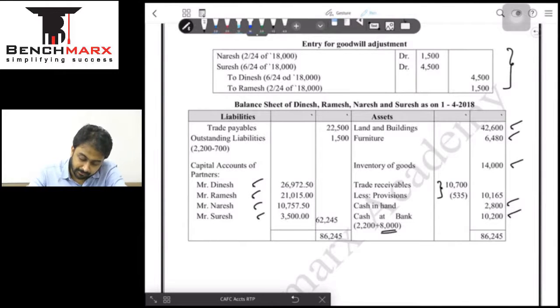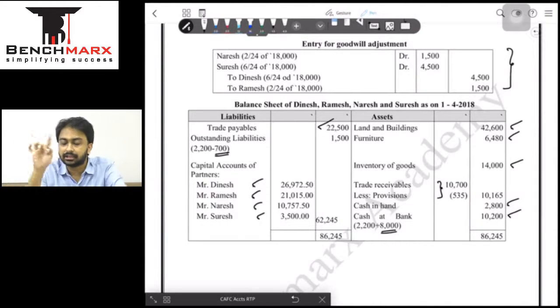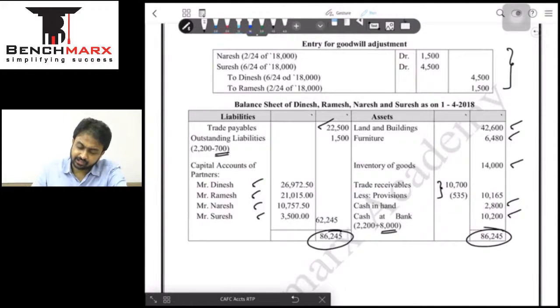These closing capitals are nothing but what we found as the balancing figures in the partners capital account. Trade payables is the number which is already there. From the outside liabilities, the 700 which the partner has paid, we had forgotten to pass the entry because of which we are debiting liabilities. The liability amount will come down, so we have to adjust the liabilities for the amount paid, and that's it. So the balance sheet finally would tally, and this is how we make a balance sheet after admission, that is immediately on 1st of April.